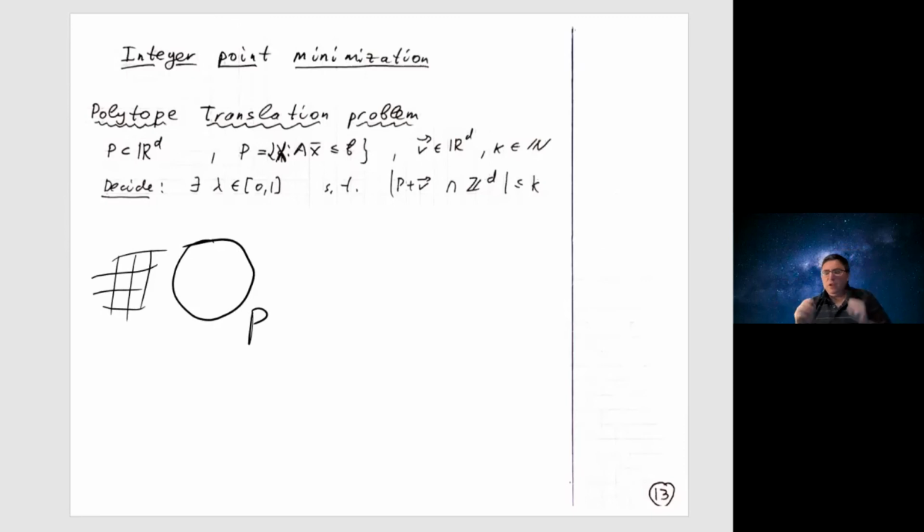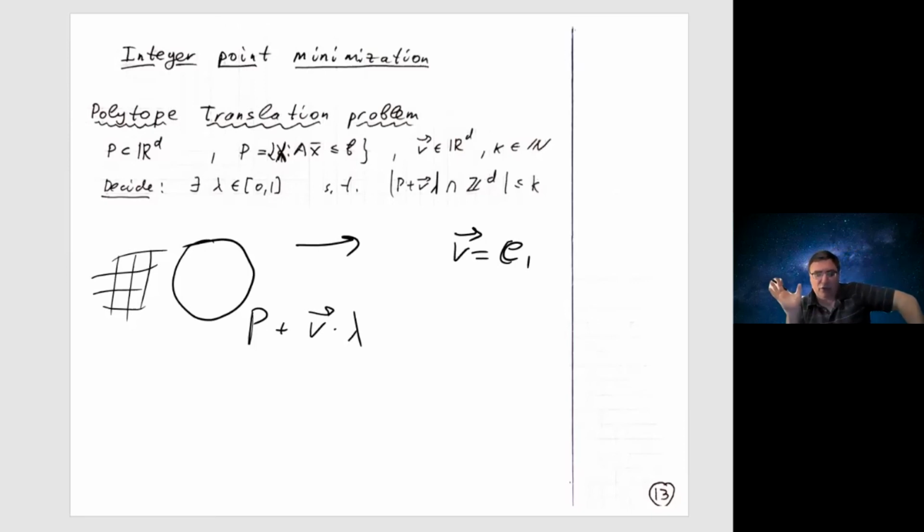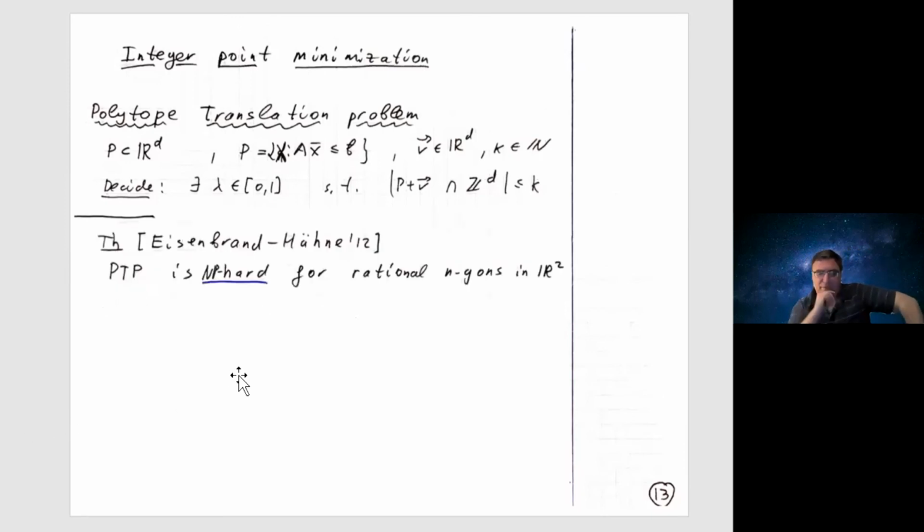Is the idea clear? So the way it's written, v times lambda. We take a fixed vector, and we look at various translations of the polytope by this fixed vector. You can always think of this vector as just some kind of unit vector in the direction of the x-axis. And the question is, can you minimize the number of integer points in the intersection? That doesn't sound too hard, and it's not, except it's computationally hard.